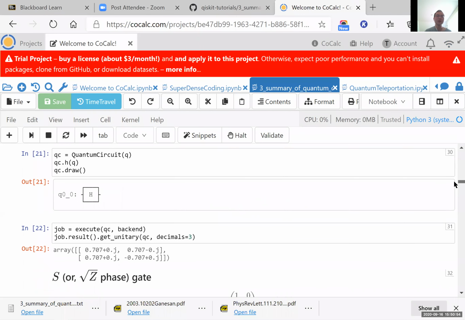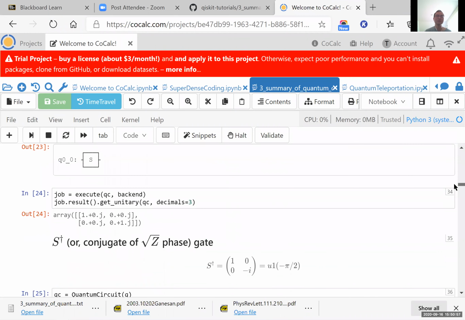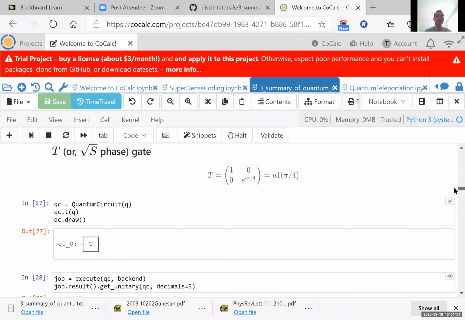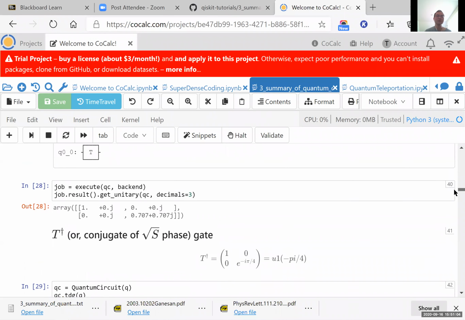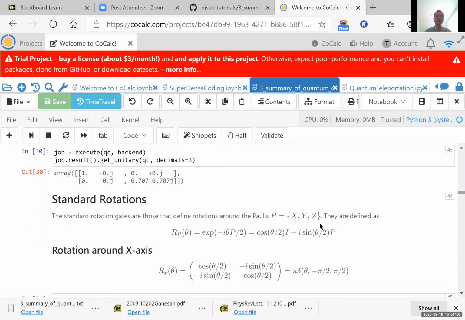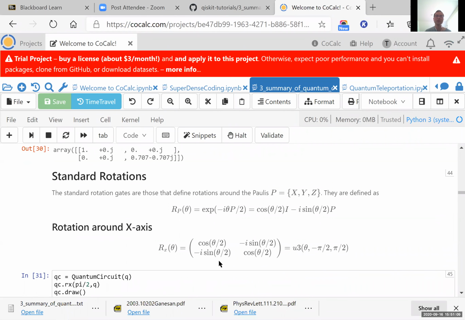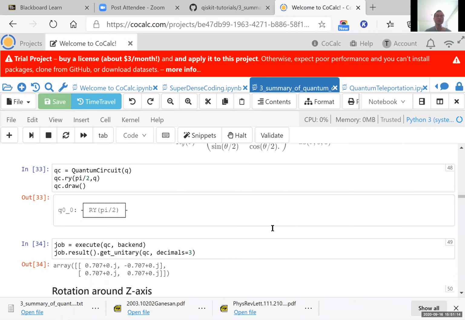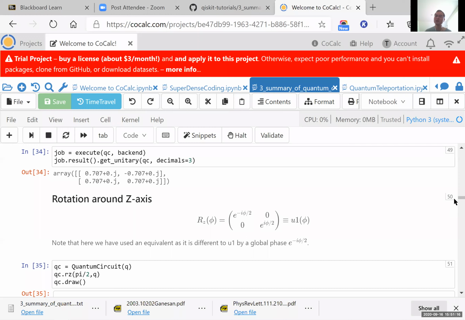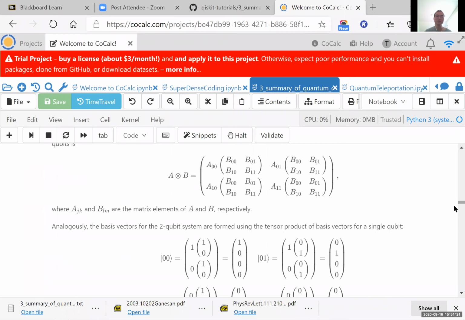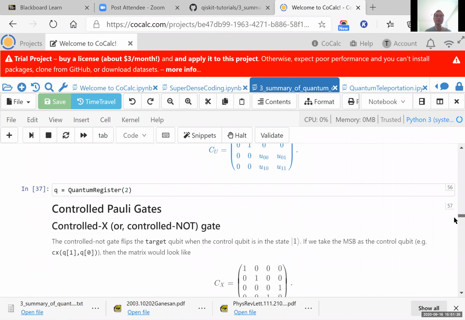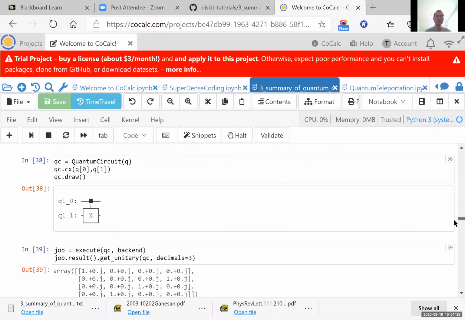And there are more gates. They illustrate how you apply these gates. Even the T gate and rotation. We talk about this rotation. You can draw this circuit diagram. Because at single gate level, it's really not much. But once you combine this into a circuit, you can have more things done.